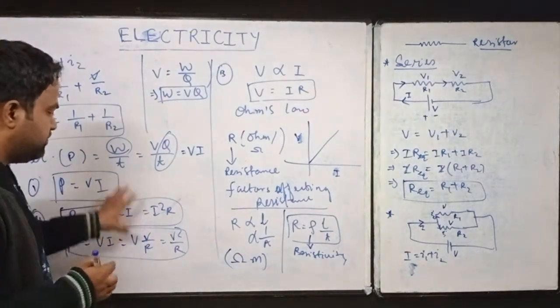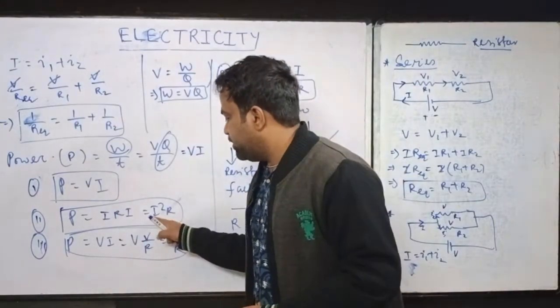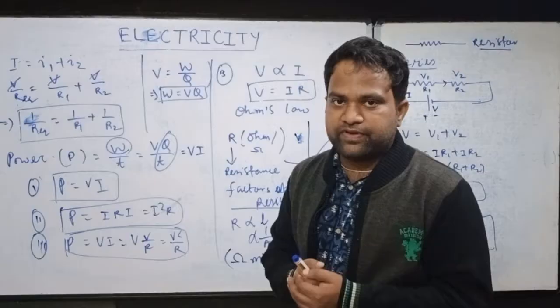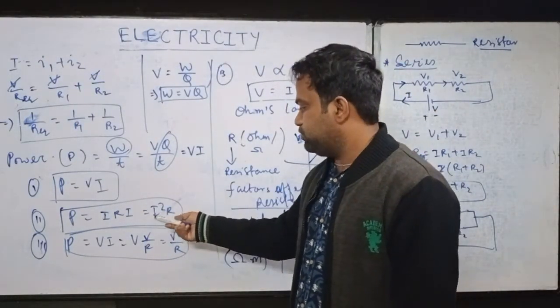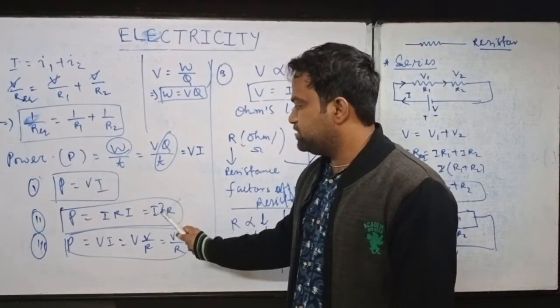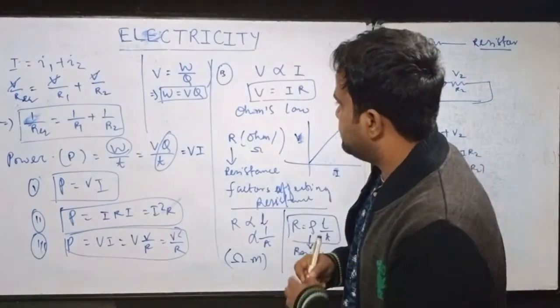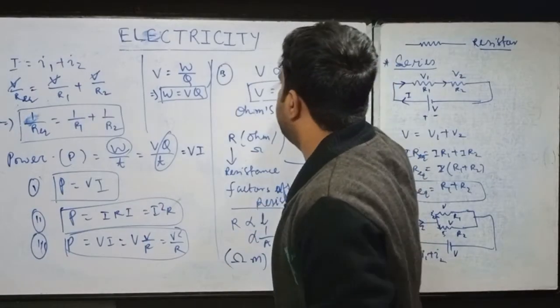So you should remember all these three formulas. Sometimes in the numerical, current will be given, resistance will be given, you have to find out power, and voltage is not given. So either you can go to Ohm's law and find out the voltage and use the first formula, or if you remember this directly you can find out the power, right?